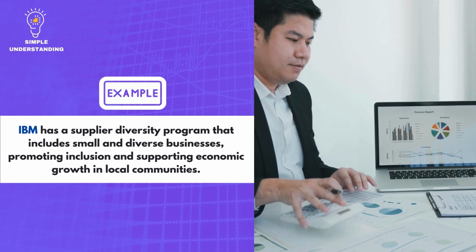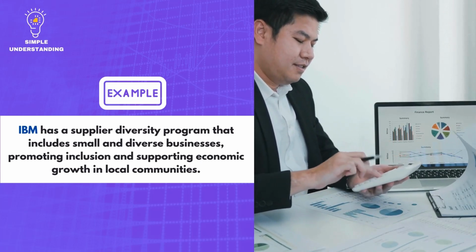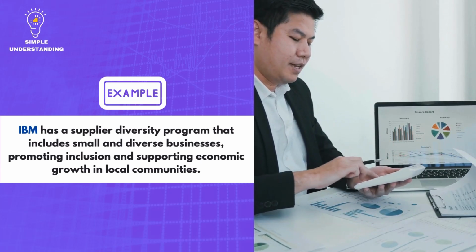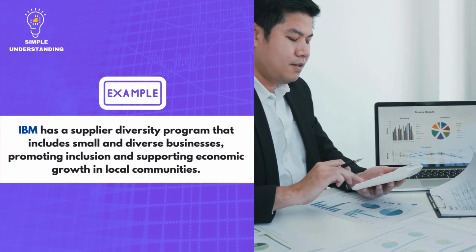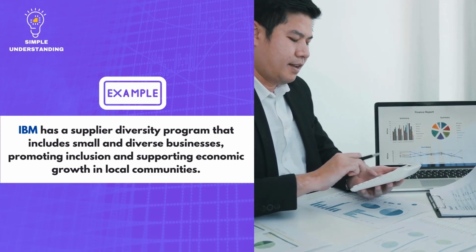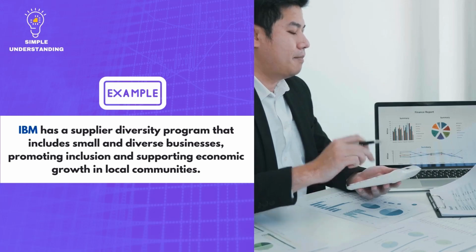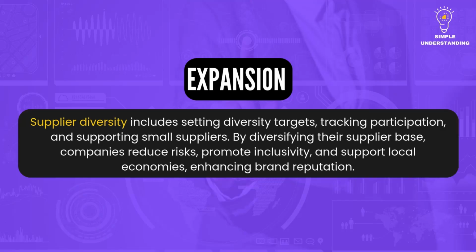Real company example. IBM has a supplier diversity program that includes small and diverse businesses, promoting inclusion and supporting economic growth in local communities. Expansion. Supplier diversity includes setting diversity targets, tracking participation, and supporting small suppliers. By diversifying their supplier base, companies reduce risks, promote inclusivity, and support local economies, enhancing brand reputation.